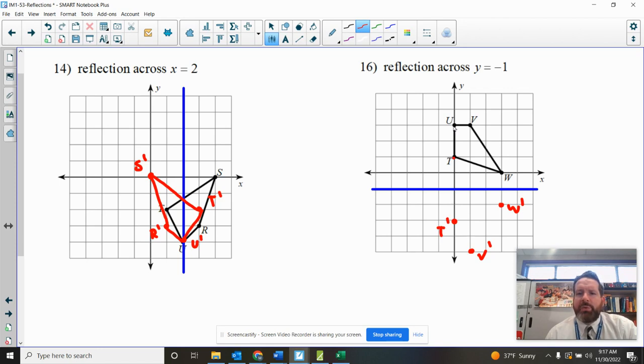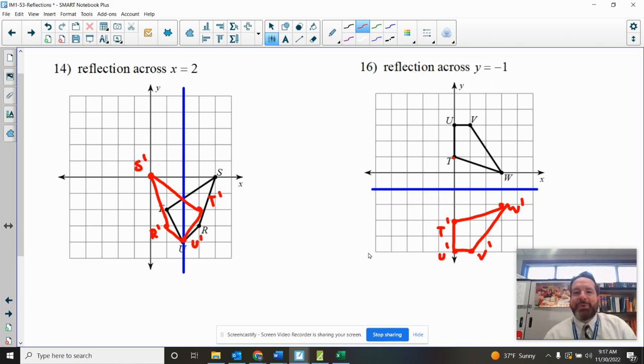And then U is 1, 2, 3, 4 units away. So keep going on the other side of the line, 1, 2, 3, and 4 units away. There is your U prime. Connect them. And what we should see is that same kite style shape flipped upside down.